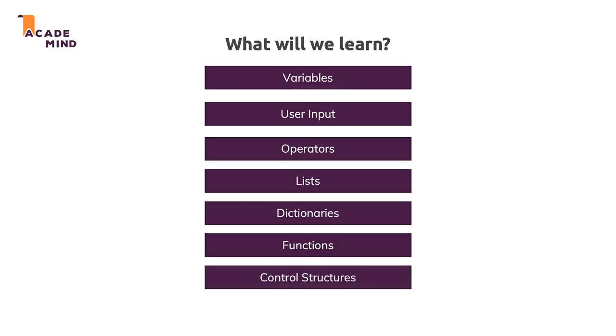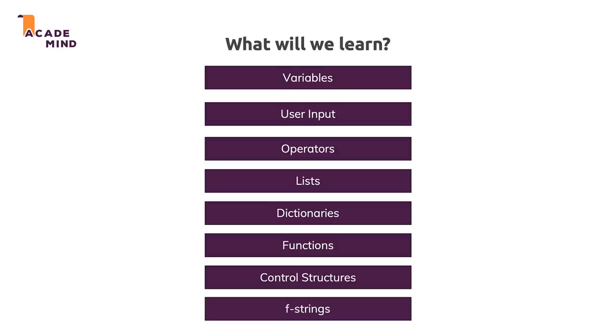We'll also have a look at control structures. These are things like if statements, for example. You might have heard about that. This means we execute code if a certain condition is true, or not. And finally, we'll have a look at f-strings, so-called formatted string literals. These are things which allow us to dynamically inject information from outside into a so-called string.